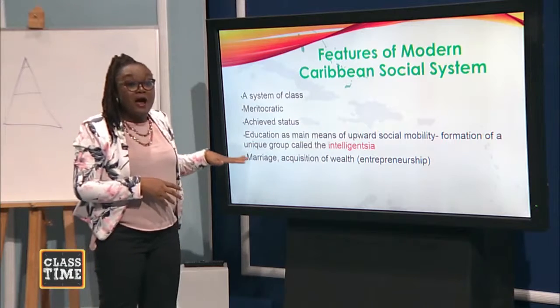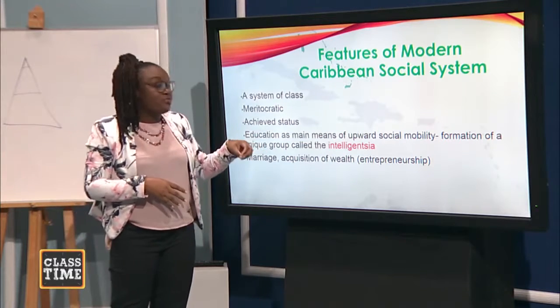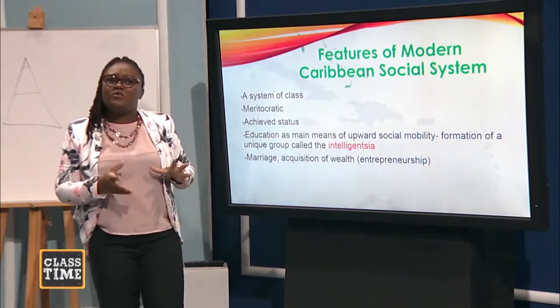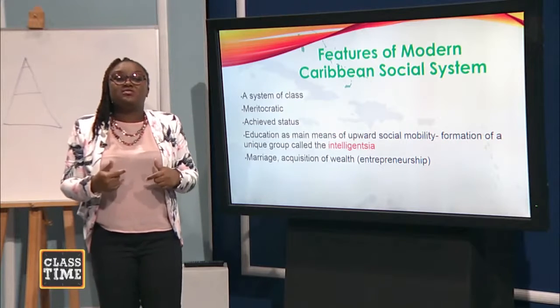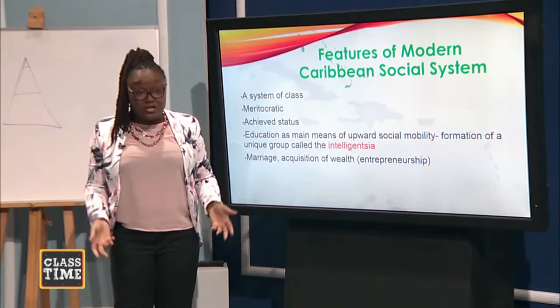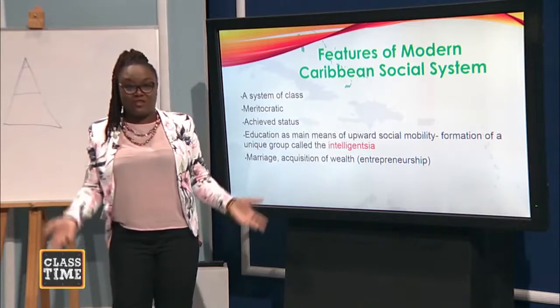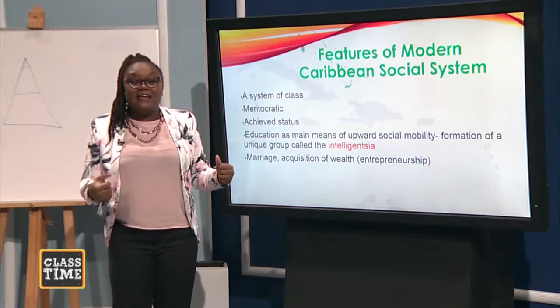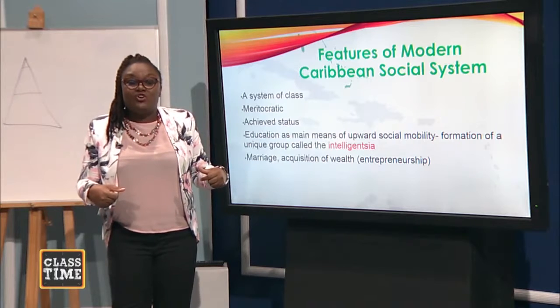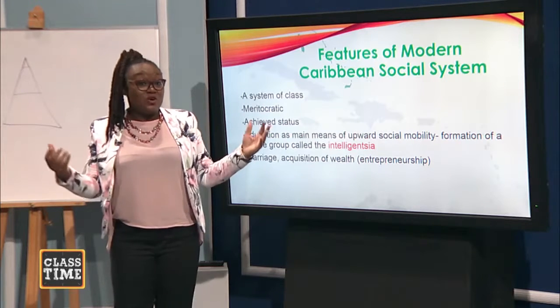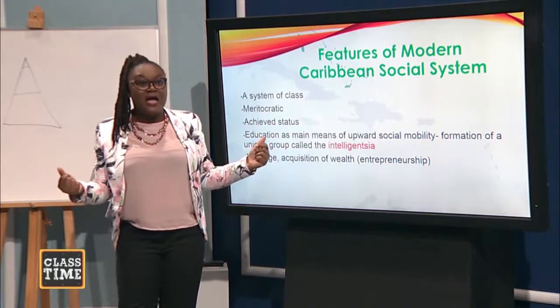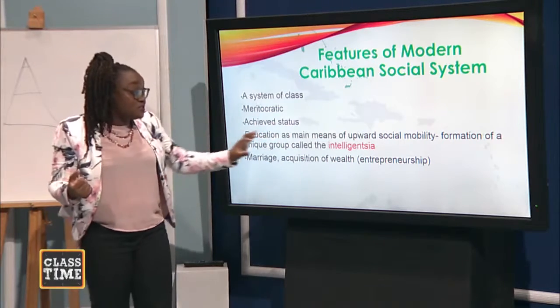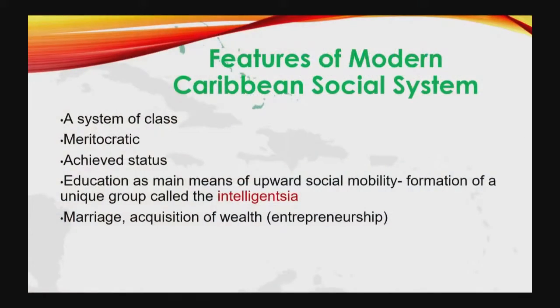And then we have marriage, acquisition of wealth, or entrepreneurship. So what do I mean here? I'm talking about persons who have acquired wealth, not necessarily through education. So we have a lot of athletes, and we have a lot of people in media and in music, because it's what we commercialize in Jamaica. And so these persons become a part of the upper class because of some acquisition of wealth, not necessarily through education.